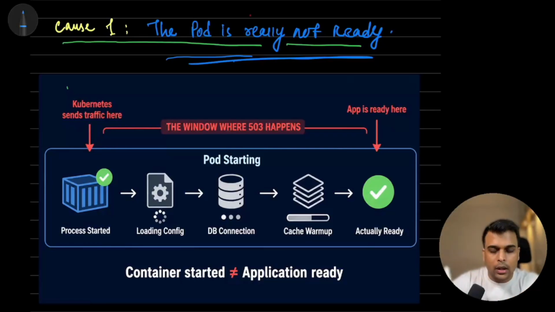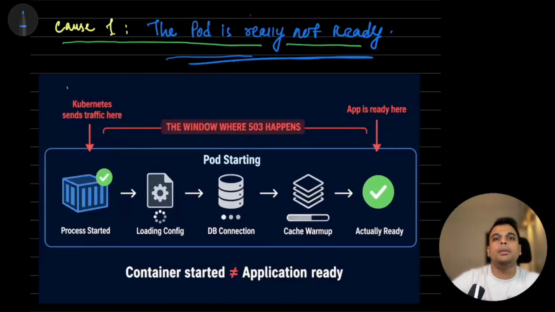Some applications need maybe a few seconds to load configuration. Some may need to connect to a database, or maybe some other application may be warming up their caches before they can handle traffic. So if the request reaches the pod before all of that is complete, then users can start seeing errors. That is the first problem of this cause one.